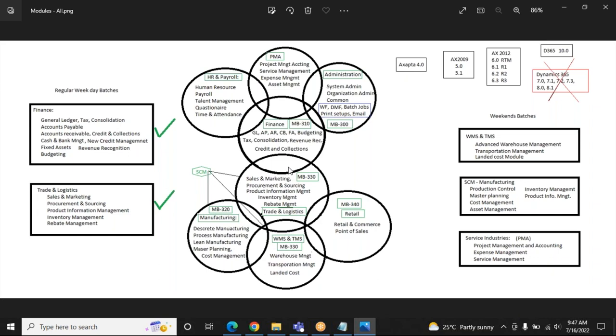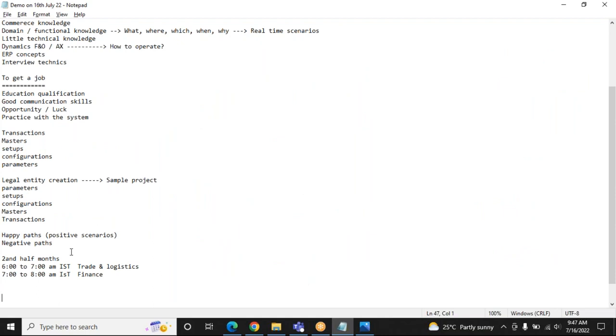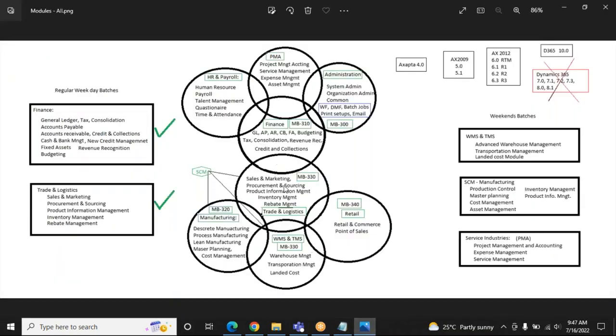Take, for example, item group and item model group. It is a T&L topic, but it will impact finance heavily. And prepayment invoice is part of logistics, but it will impact finance. So for the overlap, I need to teach both. In this 2.5 months of training, for 2 weeks in the middle, I will combine both finance and T&L, 6 to 8.